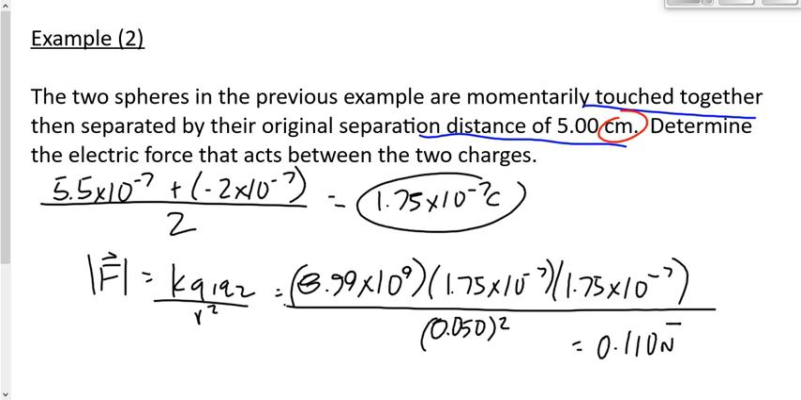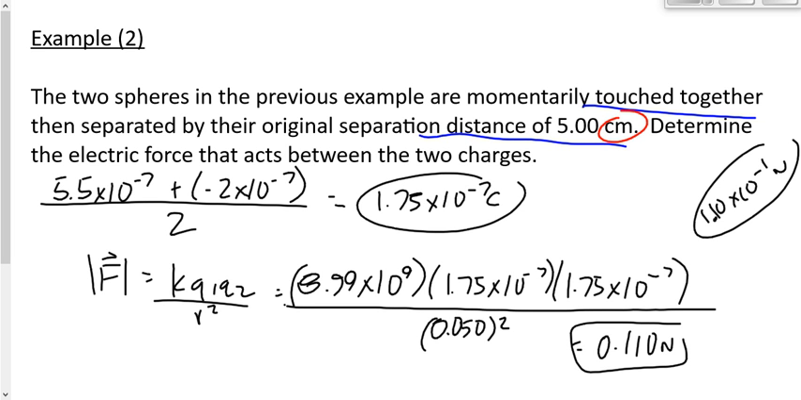0.110 newtons, or you could say 1.10 times 10 to the negative 1 newtons, whatever works for you there. Make sense? Really just two questions in one, right? Touch them together, what does the charge become? All right, there's question number 1. Question number 2 is, what does the force become after the charges have been changed to their new values, the 1.75 value?